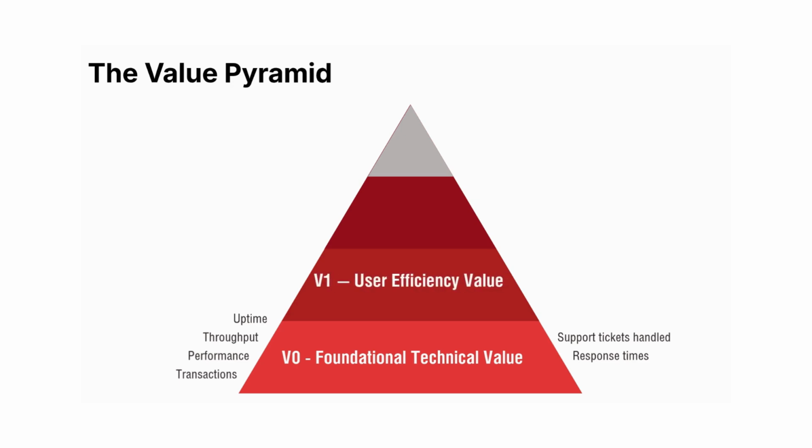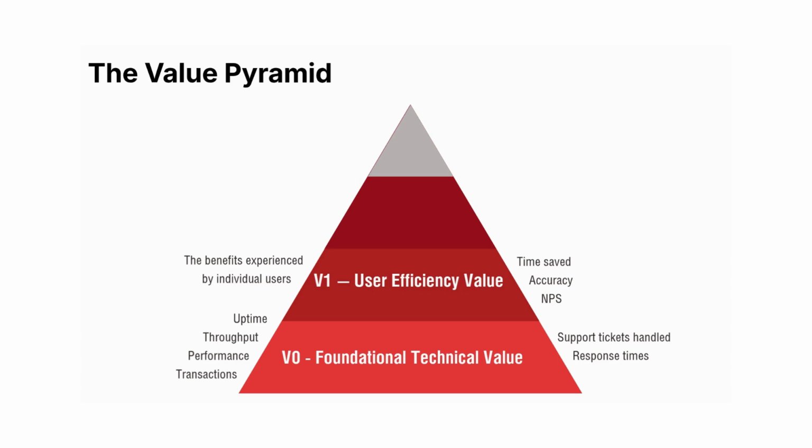V1, user efficiency value, the benefits experienced by individual users: time saved per task, error rates down, end user satisfaction. This is where most of the adoption metrics live.